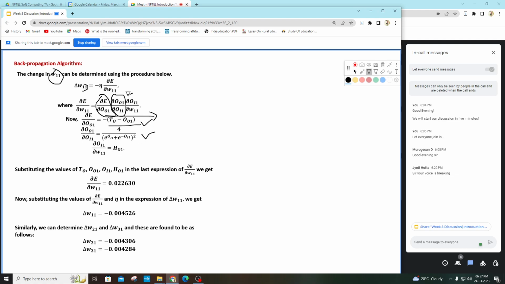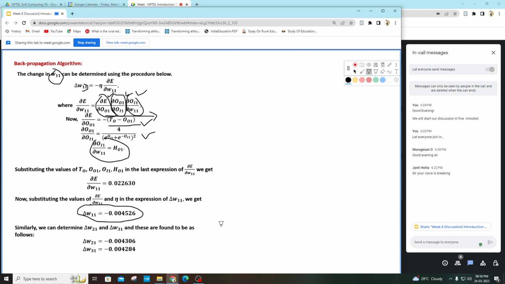Now we will get to the third thing. This HO1 is related to OI1, that is related to HI1: HO1 into W11 equals OI1. Okay, so the third part is also clear. So when you get this, this, and this, by calculating all of these, you finally reach del W11. So is this clear?